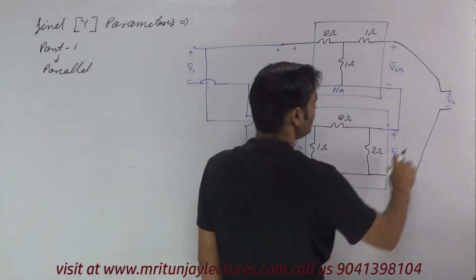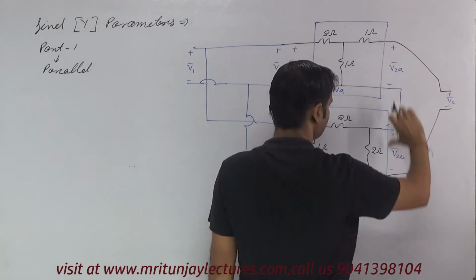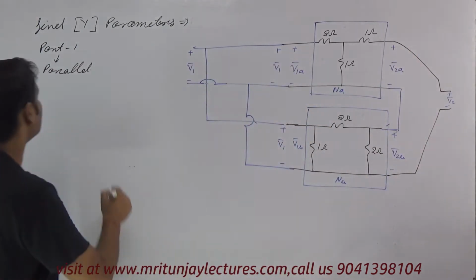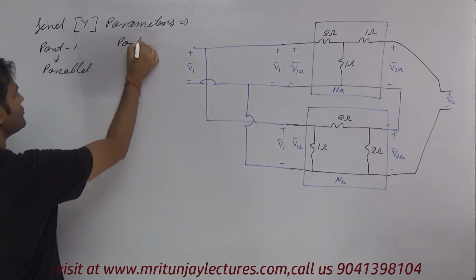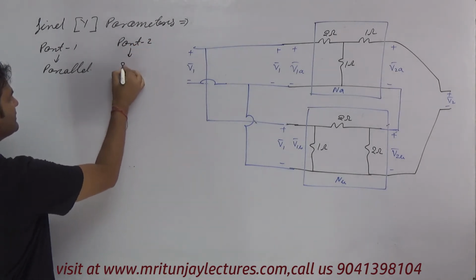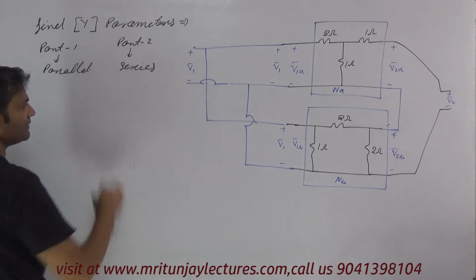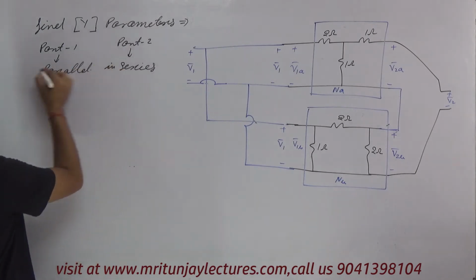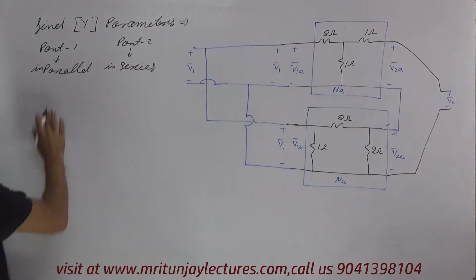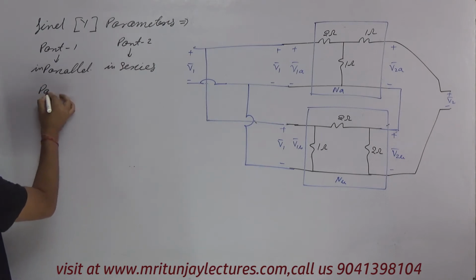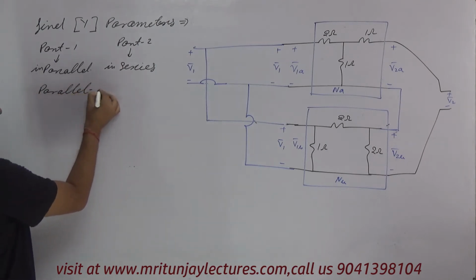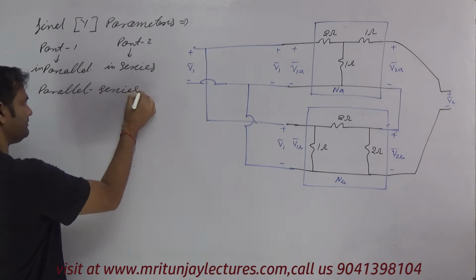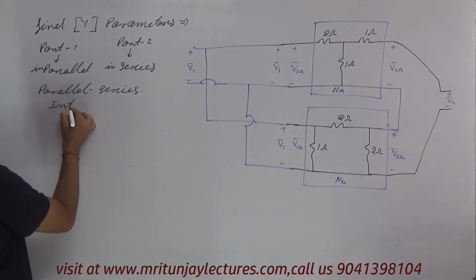And what about port 2? V2 equals this voltage plus this voltage, so port 2 is in series. Port 1 in parallel and port 2 in series means a parallel-series interconnection.